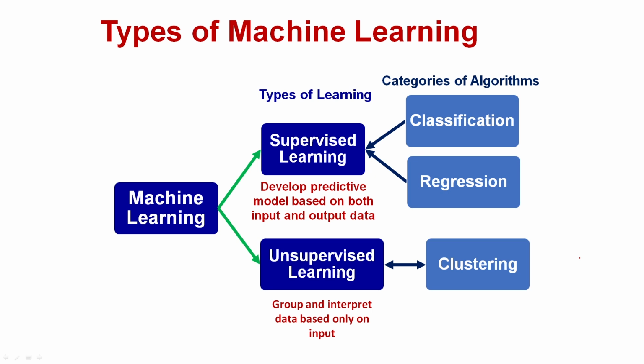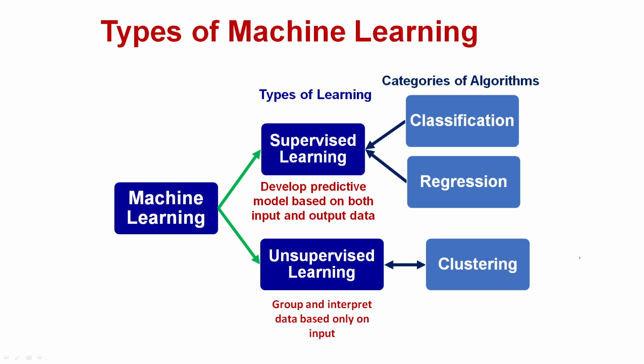Machine learning, as we have said, has two types of learning. One is supervised learning, in which you develop a predictive model based on both the input and the output. That means for every input the target variable is known. Then we can develop a model, and these are called supervised learning. And we discussed many of them, like classification, which we discussed a lot, regression, and even ANN.